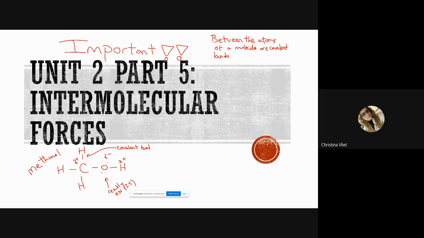Methanol. Between the atoms of a molecule are covalent bonds. So those are intramolecular forces. So put an equal sign: intramolecular force. An intramolecular force is something that holds the molecule or the compound together. So this carbon and this hydrogen are held together by what we call an intramolecular force. So far, so good.